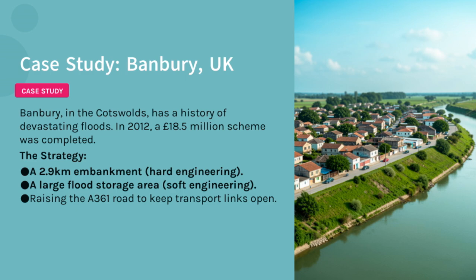The second part was a large flood storage area. This is more like soft engineering because it gives water somewhere to go during periods of high flow. Instead of allowing floodwater to rush into the town, the water can be stored temporarily. The third part of the scheme involved raising the A361 road. This helped keep transport links open during floods.